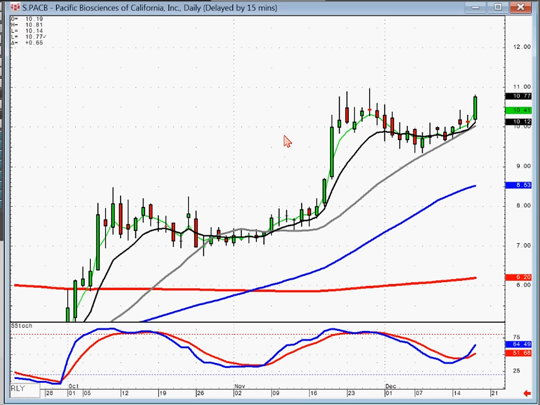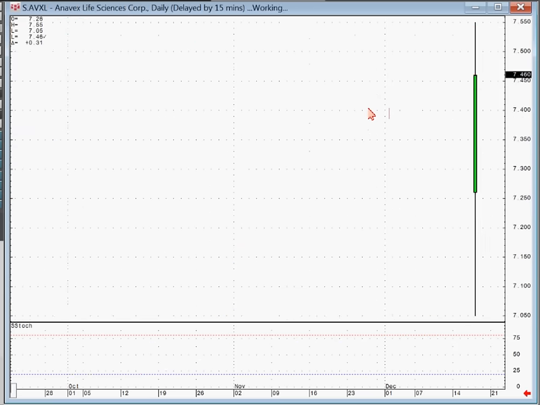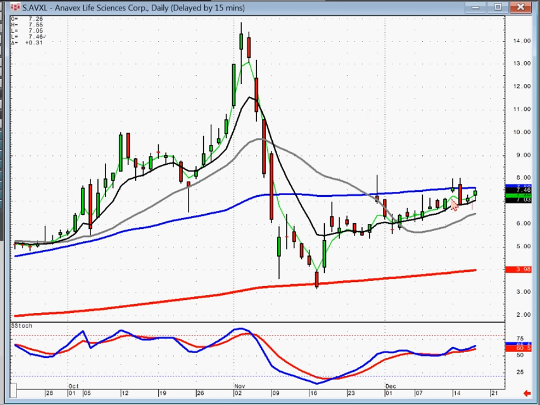We're watching RLYP because it's in the bobble. Now, it came up and failed today, but it didn't close below the T line. We're still watching to see when it closes above the T line to see if we've got another wave of this magnitude breaking out through the 200. And AVXL, same scenario. Pretty much got the T-line crunch going on here. If you're long, you stay long. If you're looking to buy, you buy when you see it close above the T-line.